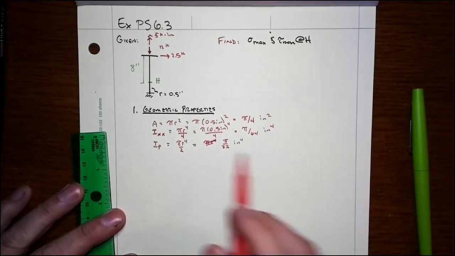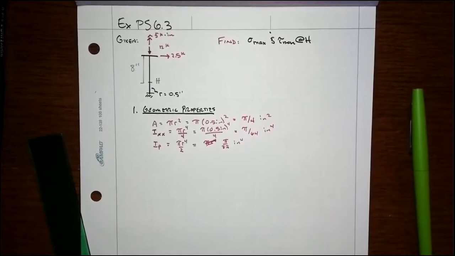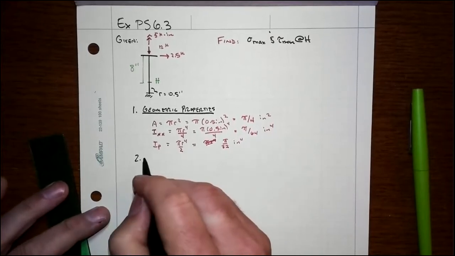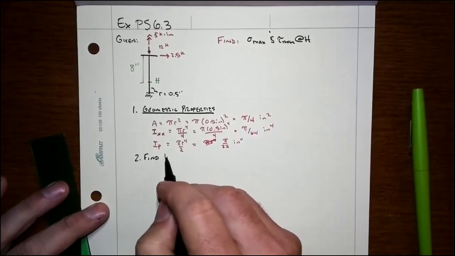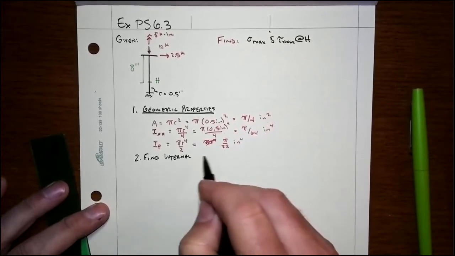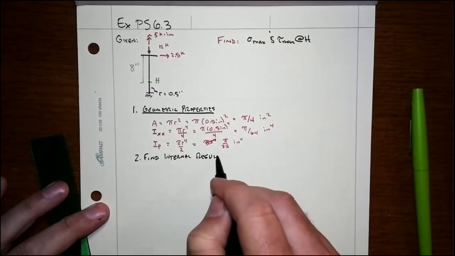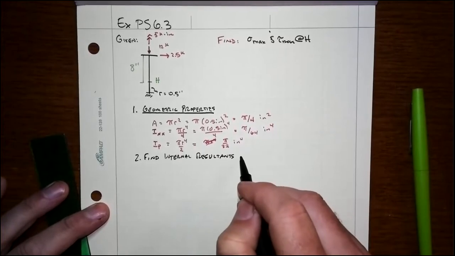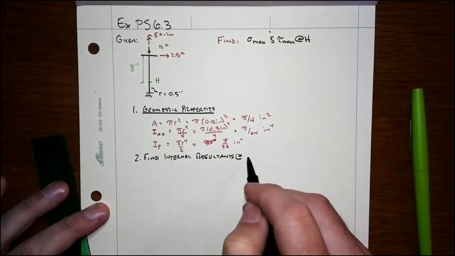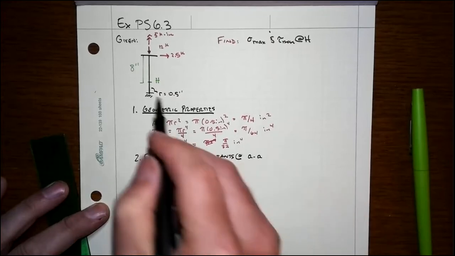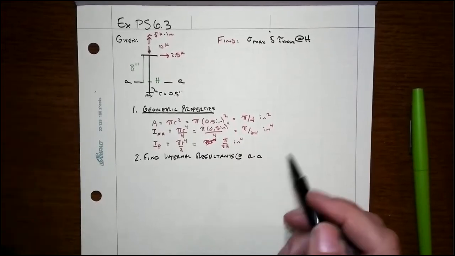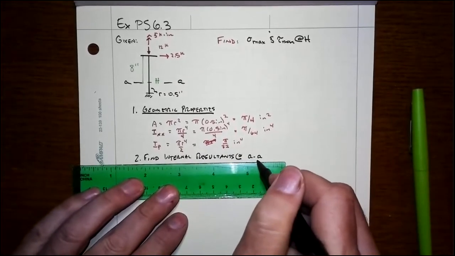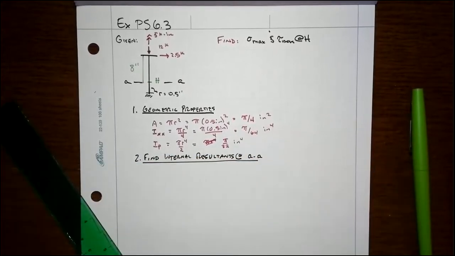Okay, so there's your geometric properties that you'd have to be able to determine. Right, now let's find the internal resultants at our cross-section, which is not truly at H. H is a point on the cross-section, so that's what we really want down there. Subtle difference, but technically there is a difference.